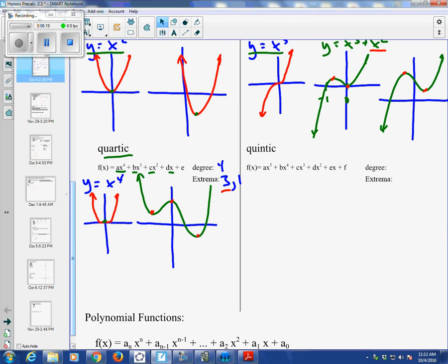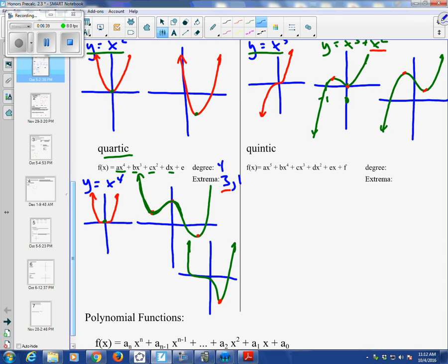So right here we could see the first 2 extrema maybe not as pronounced. And basically what we would see there is a graph that looks like this, where again we have just the 1 extrema.